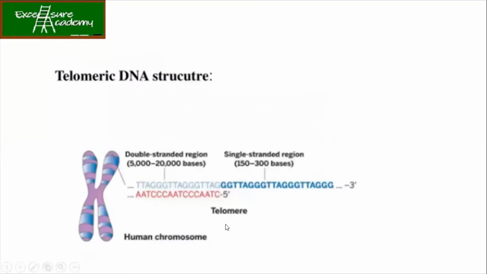Okay, so this is the structure. You can see that we have got the overhang over here, right? So what kind of overhang is this called? If you see the structure, there is a TTAGGG, TTAGGG repeat. So what kind of overhang is this? 5' overhang or 3' overhang?